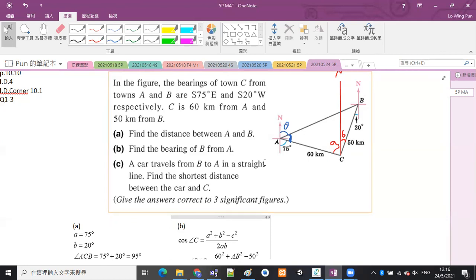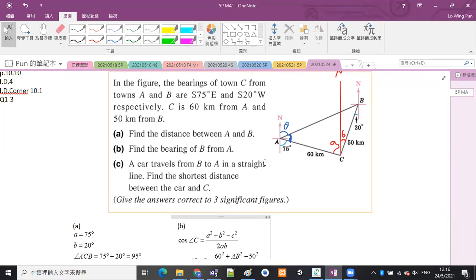Okay, so where is Hong Kong now? Where is Hong Kong? Here is Hong Kong. Where is Hong Kong in this diagram? It should be point C. Because I want to compare the path, the distance between the path and point C. So I will see the point C as Hong Kong. Okay, so I'm going to find the shortest distance between the path and point C.